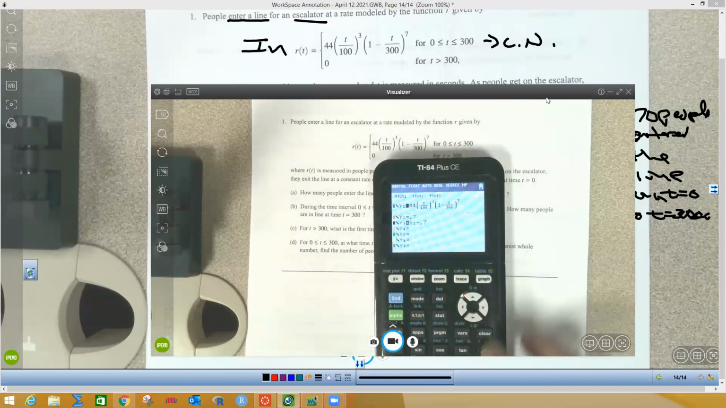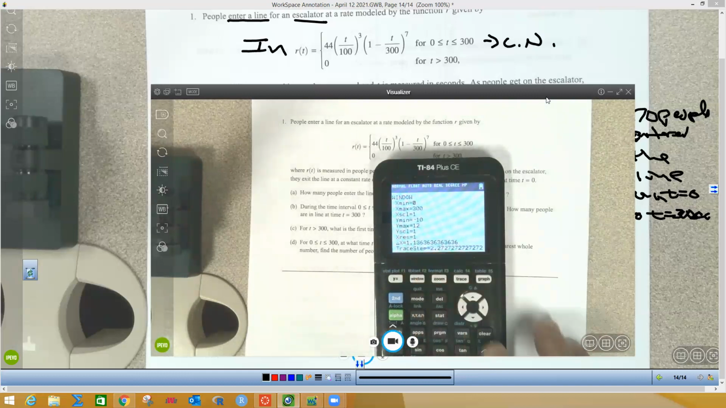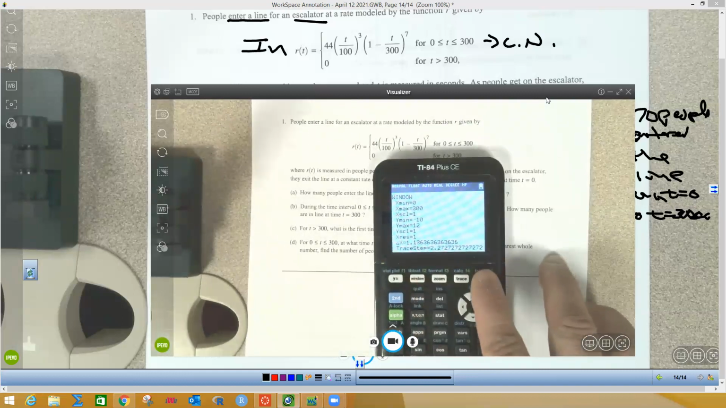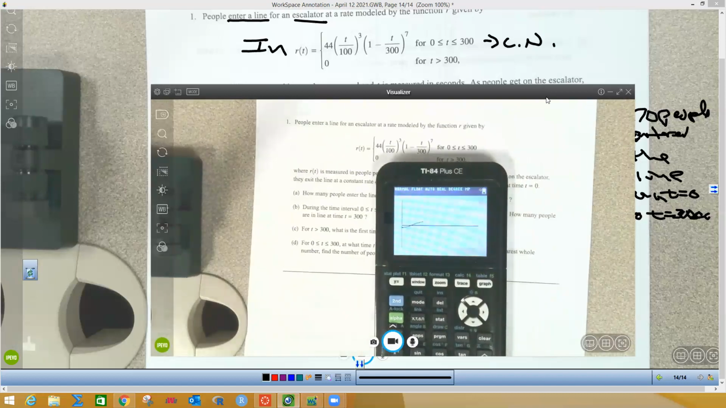And I'm going to look at this graph from 0 to 300. So I'm going to change my window, which I've already got 0 to 300, and I've got a Y window there, and I'm going to graph this. So it crosses once right there, so that's going to be one critical number. And then there's another critical number coming right there. And it looks like those are my two critical numbers.